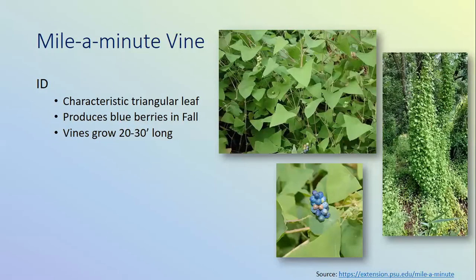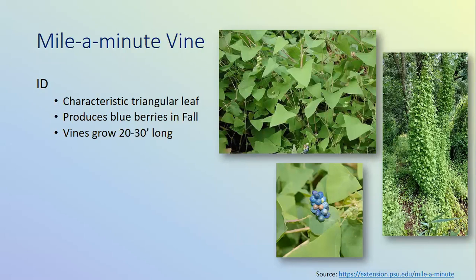Mile a minute vine, this is my least favorite invasive species of all time. This one is definitely emerging more and more, and it's quite difficult to manage, and you can see it just covers an entire forest. It characteristically has a triangular leaf. It's the only one that I know that is that triangular, so it's a pretty easy characteristic of it.